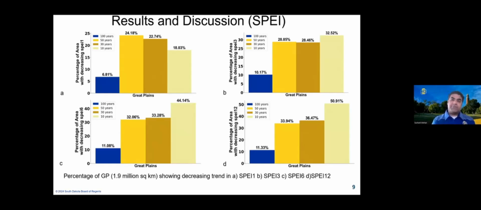The shorter the SPEI time scale, the smaller the area affected, but the overall trend toward drying conditions is consistent across all the time periods and the SPEI scales.